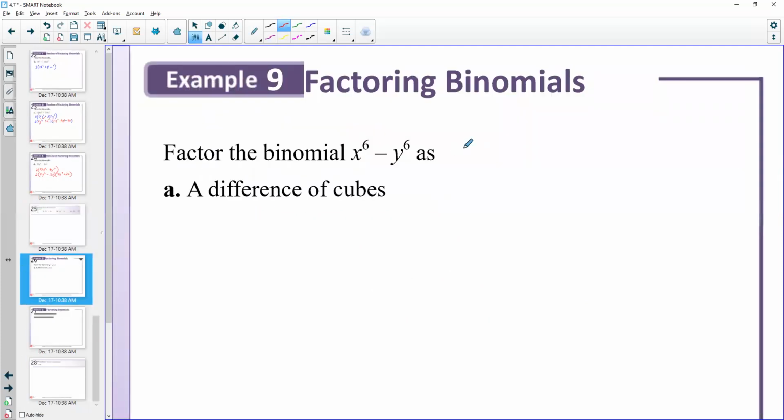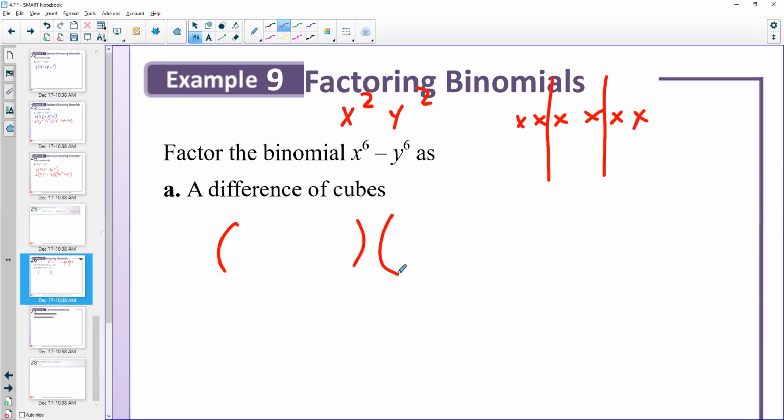Factor the binomial as a difference of cubes, okay? So let's see if we treat this as a difference of cubes, what it looks like. Well, if this is a difference of cubes, what's the base? Think about that: x, x, x, x, x, x, 6 x's. Divide it into 3 groups. So the bases would be x squared and y squared. This is a difference, so the minus comes first.